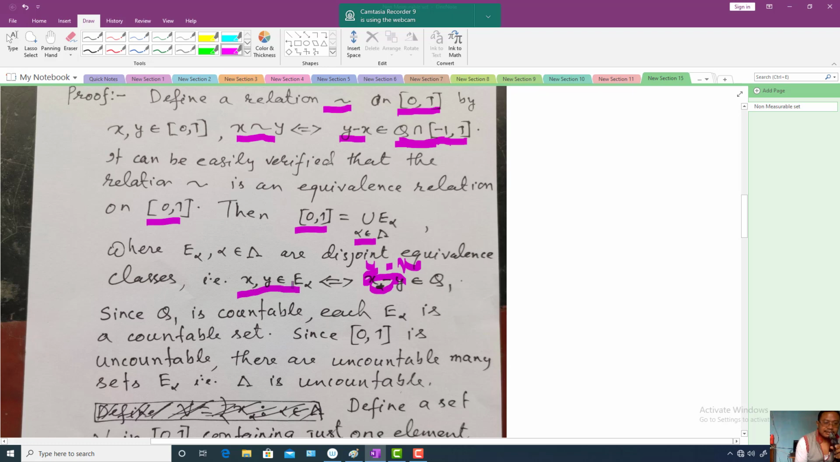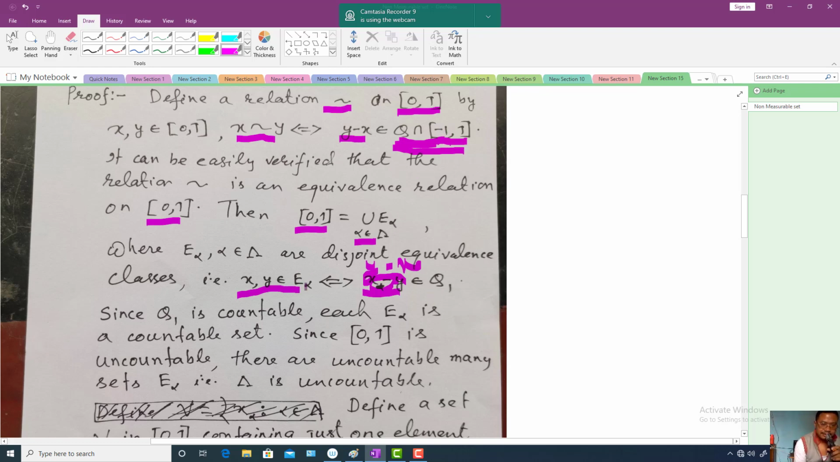If x and y are members of E alpha, then x is related to y. So whatever point is related to x will be in E alpha. x, y belong to E alpha if and only if y minus x, so there was a mistake, y minus x must be a rational number in q1. What is q1? q1 is the set of rational numbers between -1 and 1.